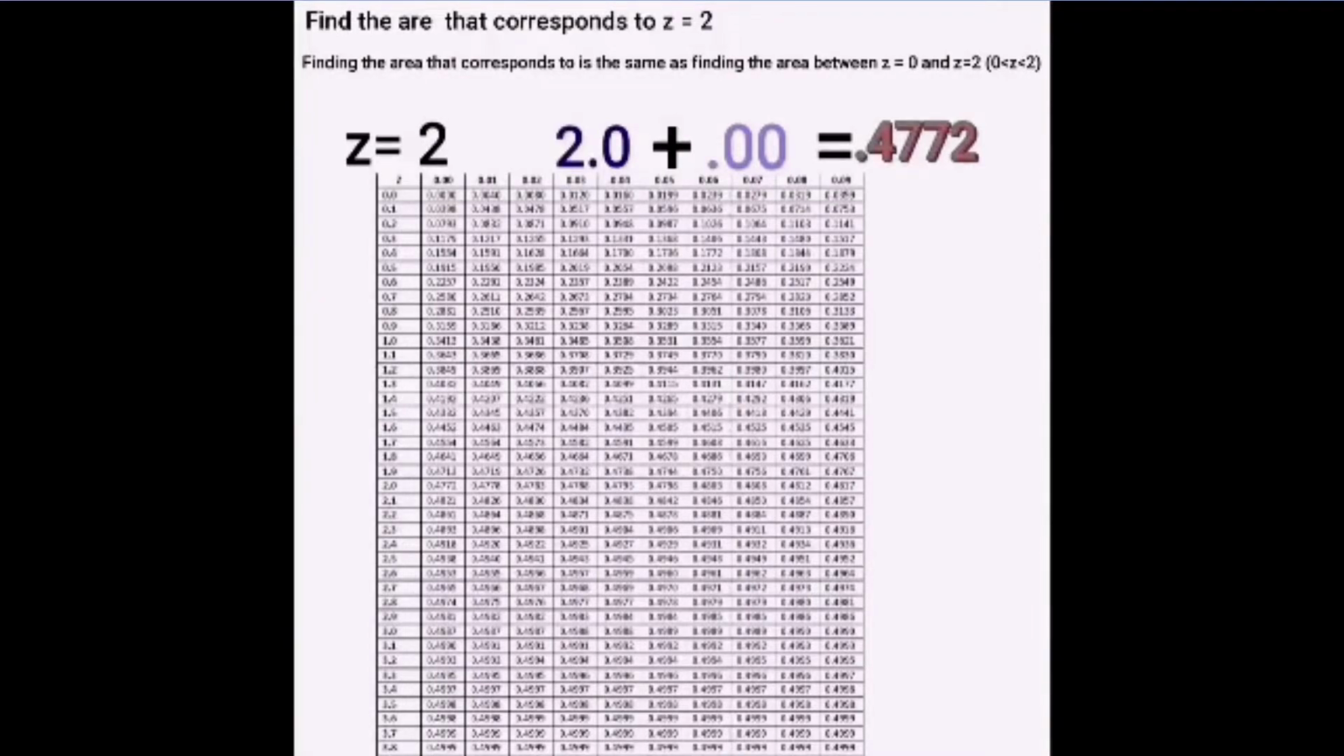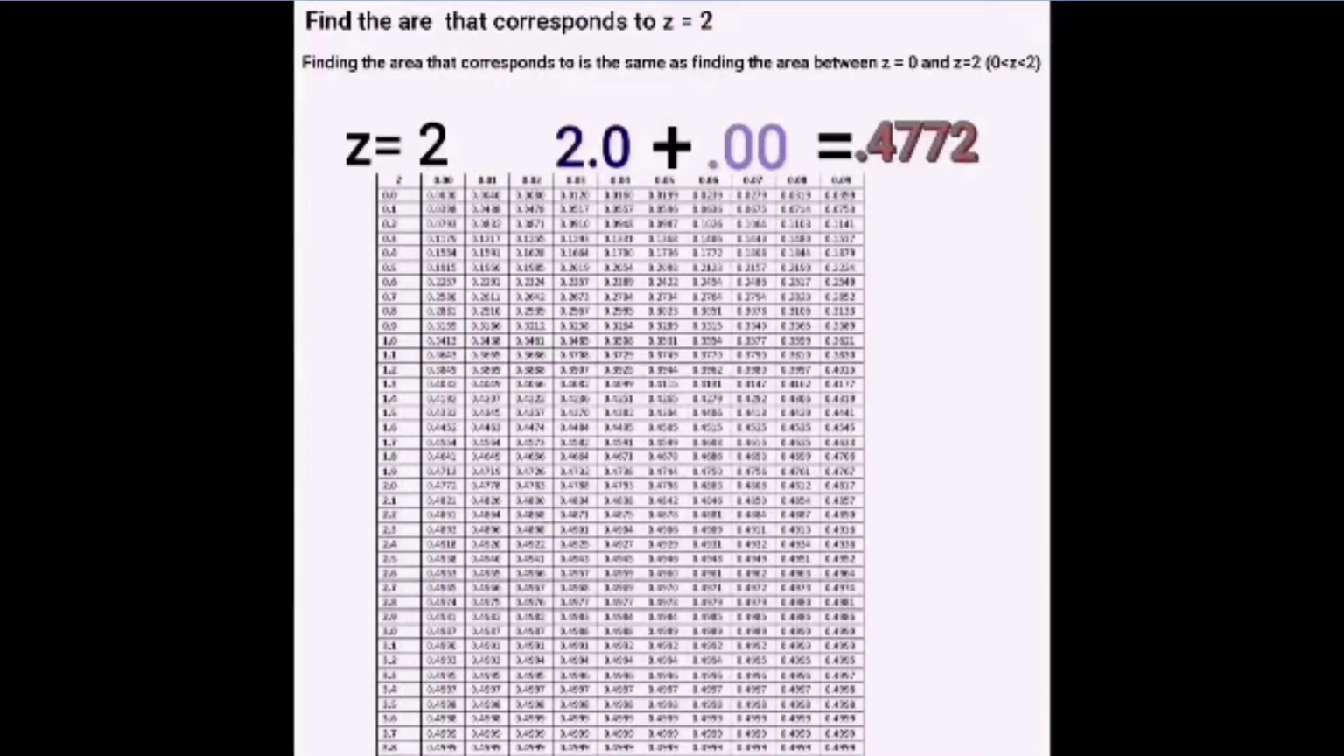So, tingin tayo dito sa left side, dito sa first column natin. 2.0, 2.1, 2.2, since wala tayong kasamang decimal yung 2 natin, so yung 2.0 yung kukunin natin. Therefore, 2.0 plus, since walang kasamang decimal, so 0.00 yan. Itatapat natin sa 0.00, therefore ang intersection nito, that is 0.4772. So, yan yung area corresponding to z equals 2.